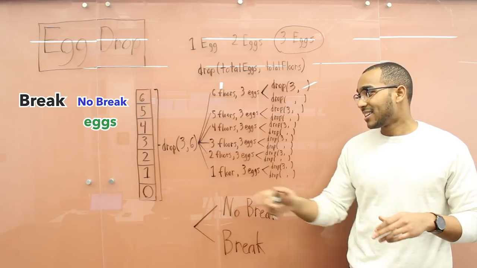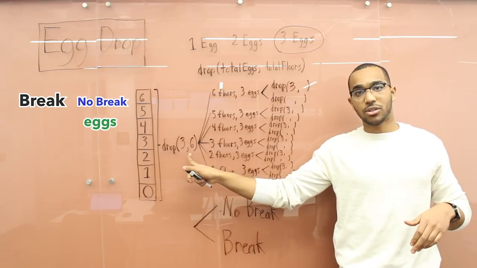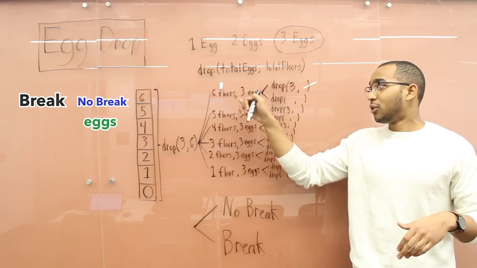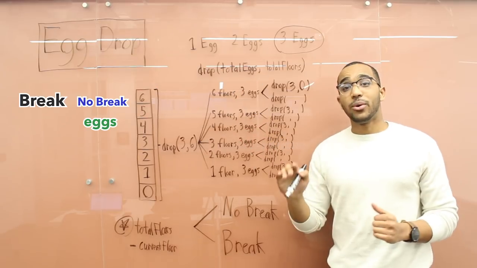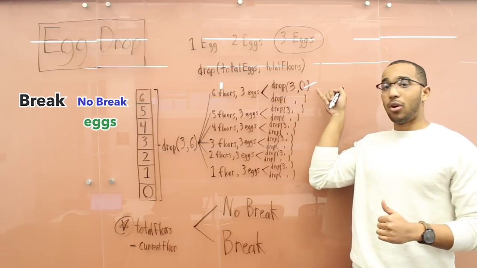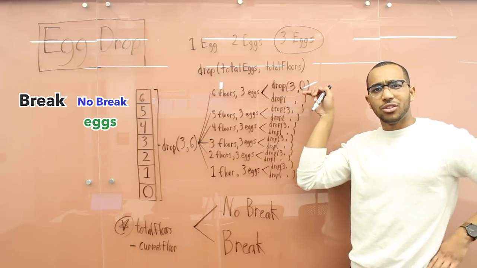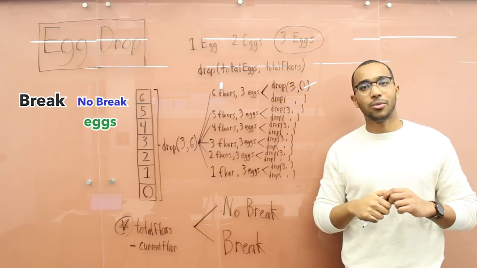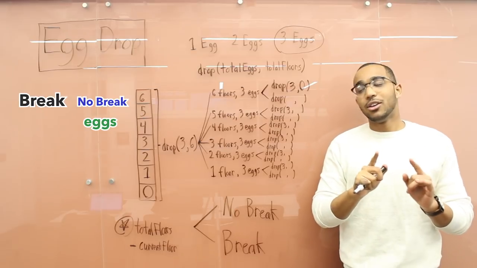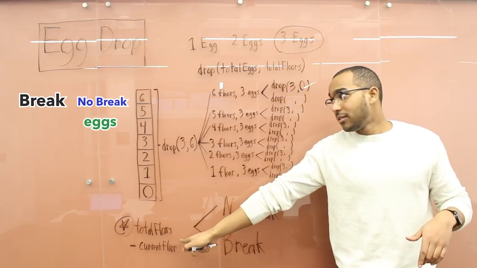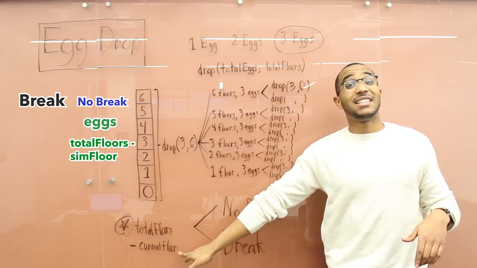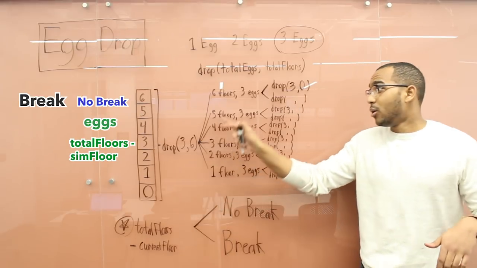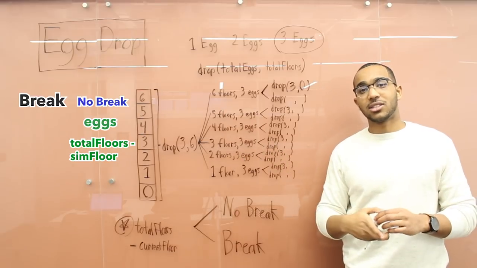We subtract the total floors, 6, from the amount of floors we just simulated. 6 minus 6 is 0. So if I go upwards, I have 0 floors to work with. This looks familiar. That's a base case, so we'll materialize that later. So I put this down here: the total floors of the subproblem we're working on minus the simulation floor, which is 6. 6 minus 6 is 0.